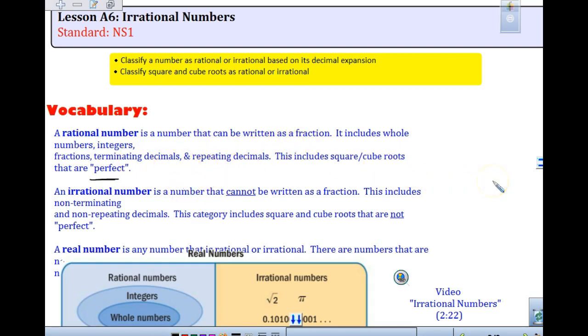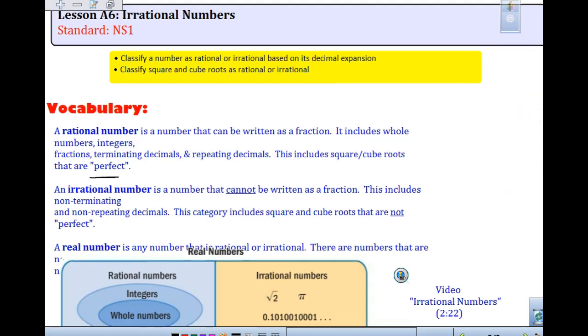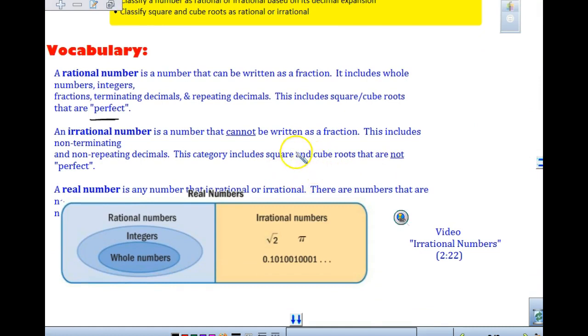If we were reading irrational: an irrational number is a number that cannot be written as a fraction. This includes non-terminating and non-repeating decimals. This category includes square and cube roots that are not terminating. So our non-perfect square and cube roots.